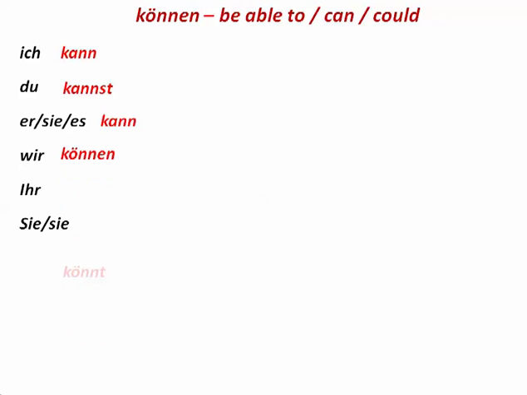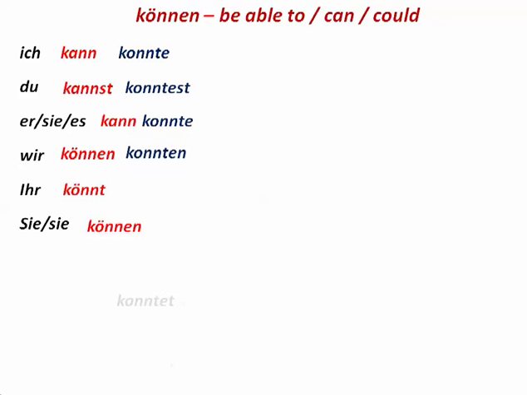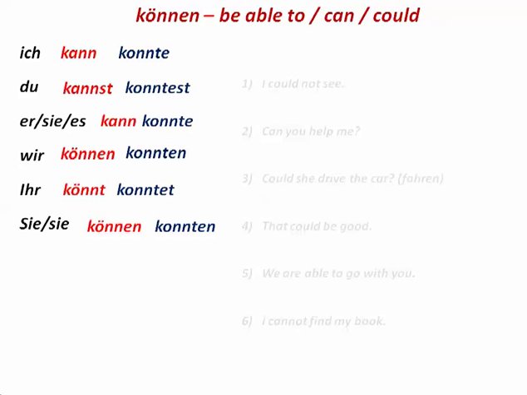Okay, moving on. Können, be able to, can or could. Ich kann, du kannst, er kann, wir können, ihr könnt, sie können. Past tense. Ich konnte, du konntest, er konnte, wir konnten, ihr konntet, sie konnten. Again, you see this te, test, te, ten, tet, ten being applied to the stem of the verb, which in this case has a vowel change from an A to an O.